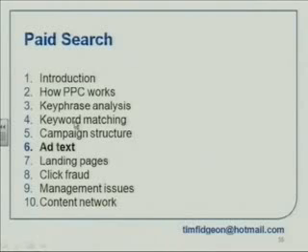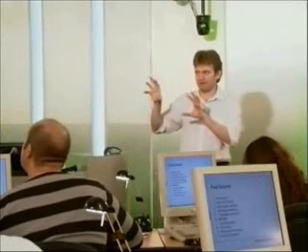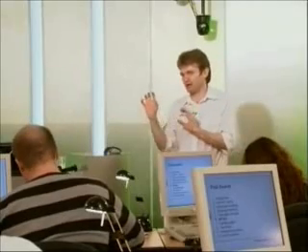So 4 and 5, surprisingly short but surprisingly important. Keyword matching was exact, phrase and broad, and the powerful effect that will have on the way in which you spend the budget, or more particularly the way in which Google spends the budget. And then campaign structure is an indication of how well organised a campaign is and whether or not your advertising text is going to be able to be targeted.